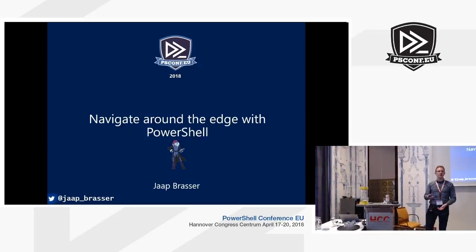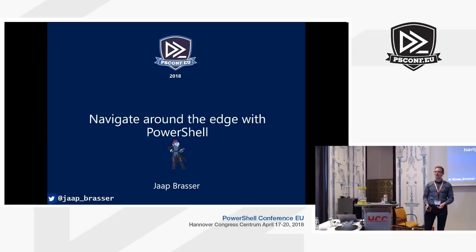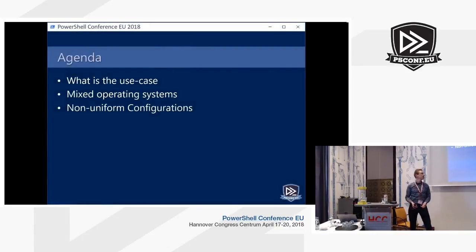I'm Jaap. I'm here to talk about navigating around the edge with PowerShell. The idea of this session is to talk about how you can use PowerShell in an environment where everything is not the way you want it to be. Because we all like the new and cool stuff, but the new and cool stuff is not always available. So what do you do if you want to get information out of Server 2003? Or what if PowerShell remoting is blocked?